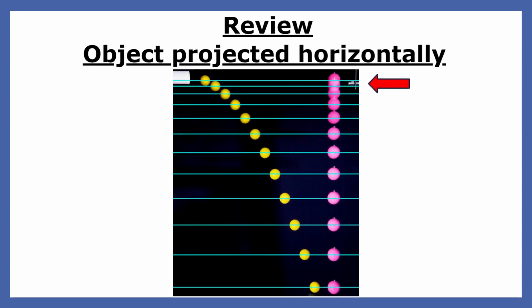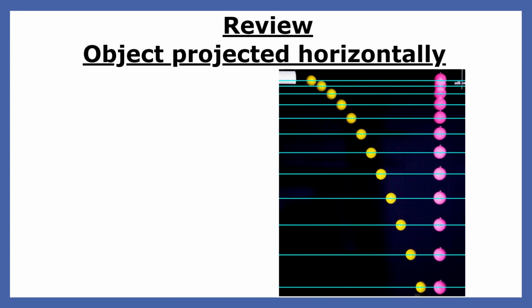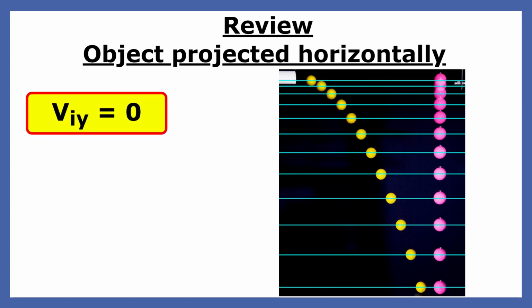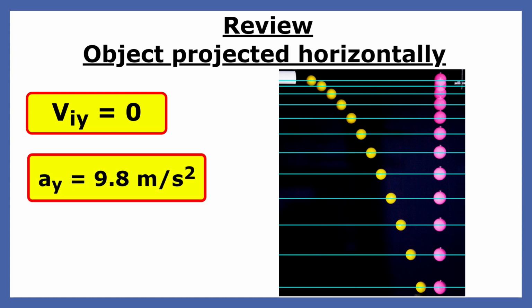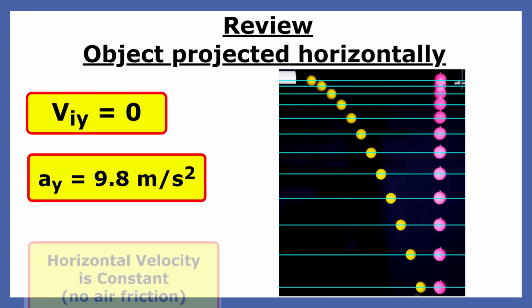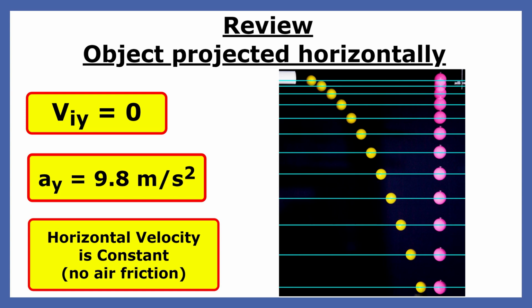Let's review the simplest kind of two-dimensional motion: an object projected horizontally. This type of projectile has the same vertical position as an object dropped. This is because they both have an initial vertical velocity of 0. When the initial vertical velocity is 0, we write VIY equals 0. We also know that the vertical force of gravity gives every projectile a vertical acceleration of 9.8 meters per second squared. And when the friction is negligible, we know that the horizontal velocity is constant.